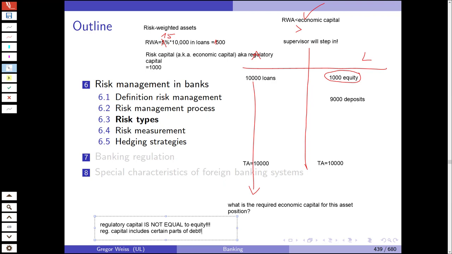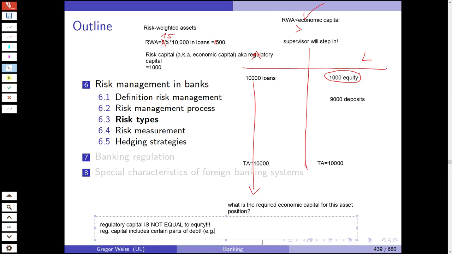Any idea why regulators allow banks to include certain parts of debt in regulatory capital? Any idea? Regulators and financial supervisors think about the likelihood that the bank has to pay back debt immediately in case of a default. So every type and every component of debt and your liabilities that is not immediately due for repayment can, at least to some extent, be included in regulatory capital.